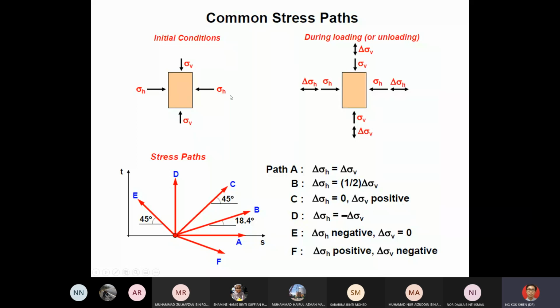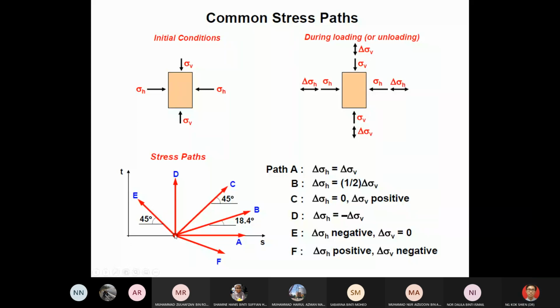Sigma V minus sigma H. Because V and H are the same in the conventional triaxial test, you get 0 for the T. So the initial point is somewhere here. For the S, it is sigma V plus sigma H, and sigma H is similar to sigma V, so you have 2 sigma V divided by 2, so you will get sigma V. Basically, the stress path initially will be here: T is 0, and S has a value.